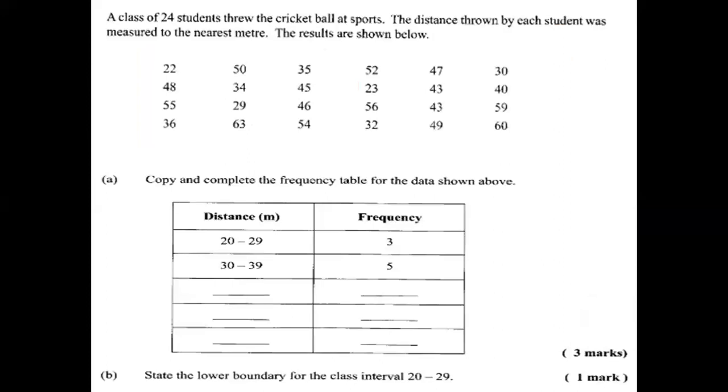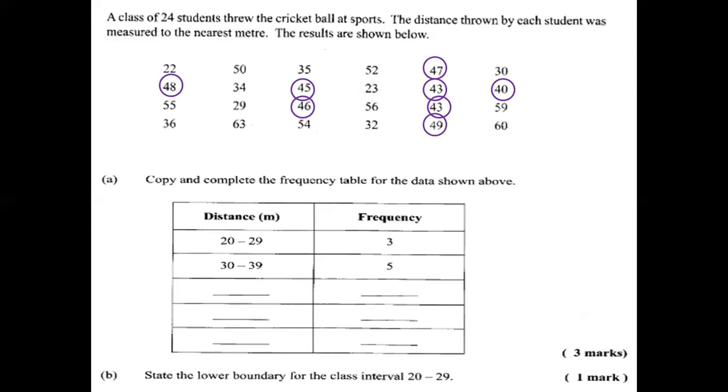All right, so another one. A class of 24 students threw a cricket ball at sports. The distance thrown by each student was measured to the nearest meter. The results are shown below. Another example of a frequency table with grouped data. I'm just looking at the information. We're going to be representing, filling out this table the same way we did the last 2.